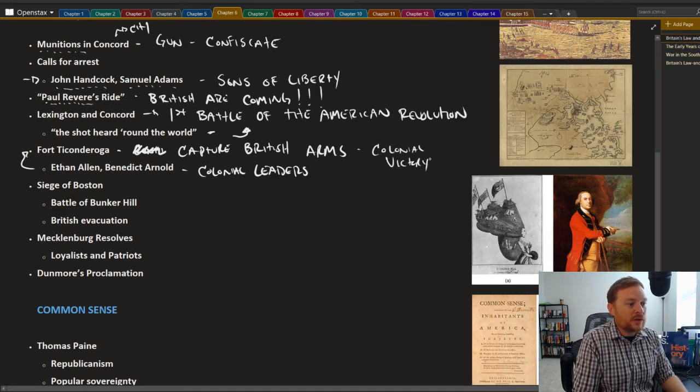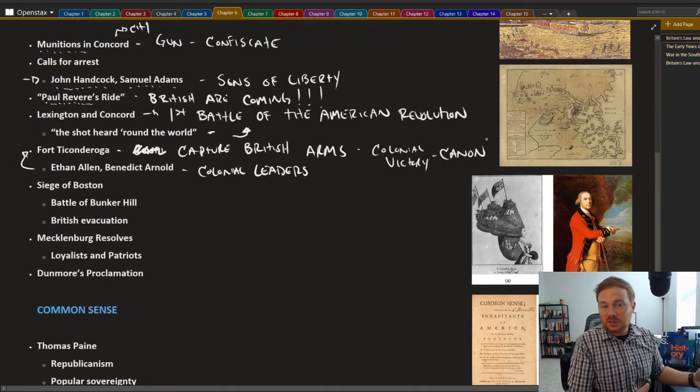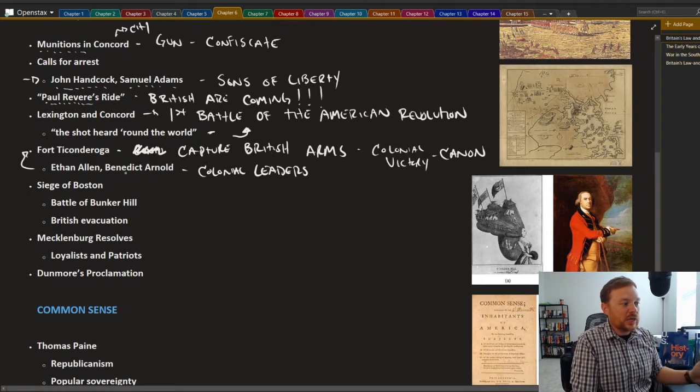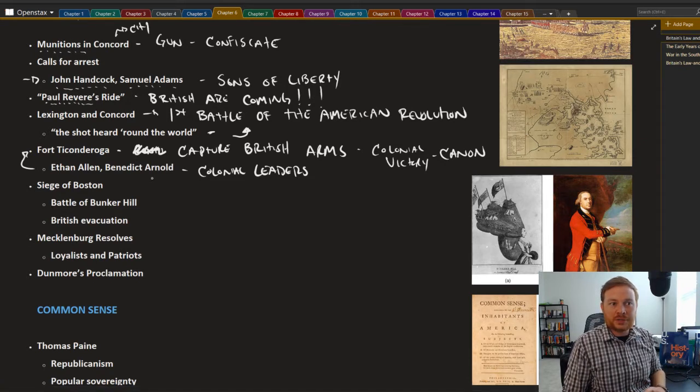What they find there are mainly cannons, and really during the course of the conflict of the American Revolution, one thing that we'll learn is that for the colonists, the militiamen, the Continental Army, however we refer to them, they typically tend to be short on weapons, heavy weapons like cannons especially. So the fact that Ethan Allen, Benedict Arnold, and other members of the Massachusetts militia were successful in overtaking this British fort and getting those weapons was a boost to their war effort.